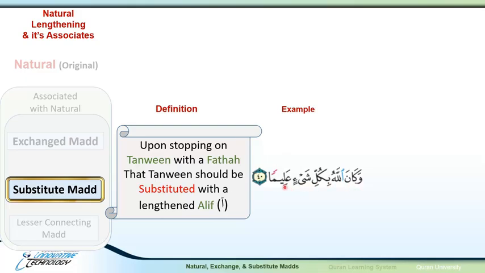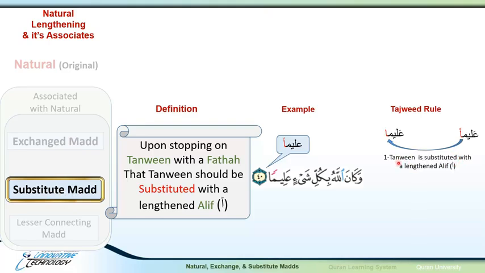وَكَانَ اللَّهُ بِكُلِّ شَيْءٍ عَلِيمًا. When we stop, we say وَكَانَ اللَّهُ بِكُلِّ شَيْءٍ عَلِيمًا. So if we look at the word عَلِيمًا, this word has a tanween at the end of it on the top of an alif. The Tajweed rule here is to substitute that tanween with an a. Instead of عَلِيمًا, we say عَلِيمًا. The tanween is substituted with a lengthened alif. So that alif is to be lengthened for a duration of 2 units, but only upon stopping on it. If we don't stop on it, we continue pronouncing it with a tanween.